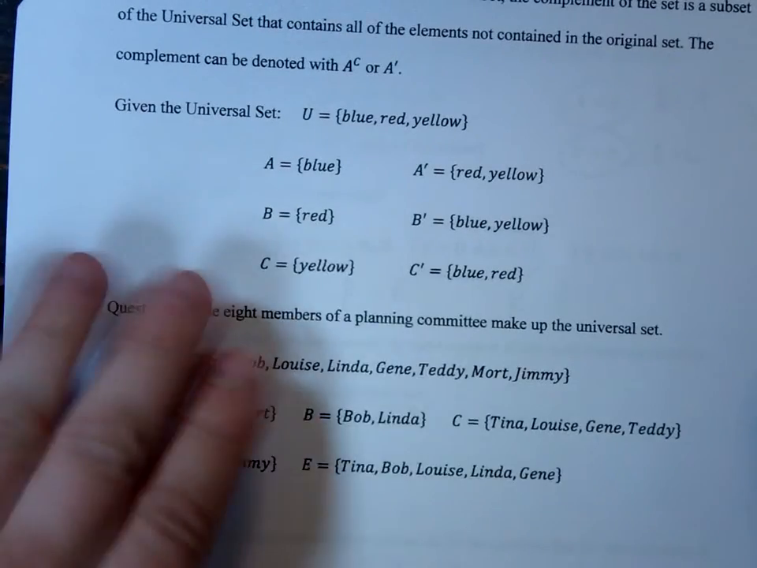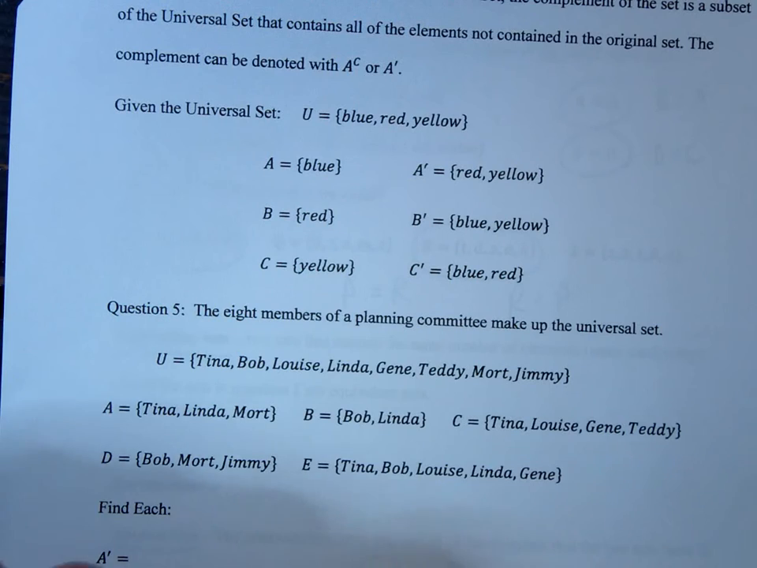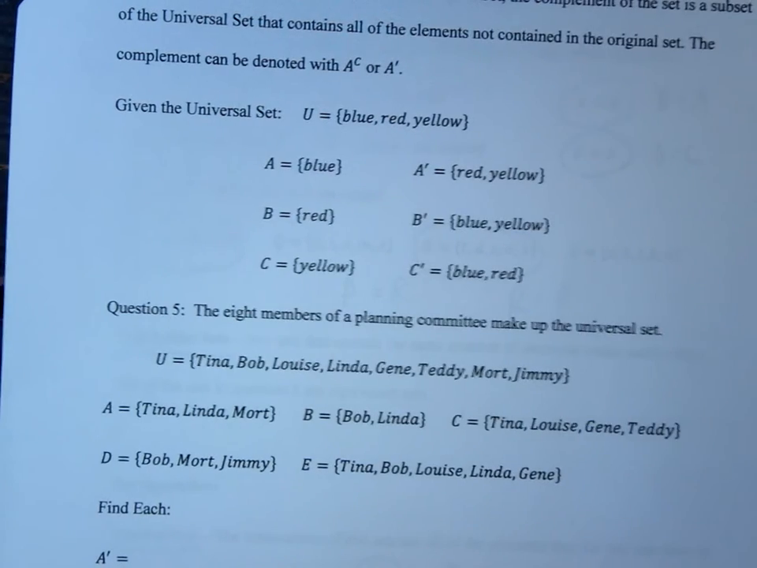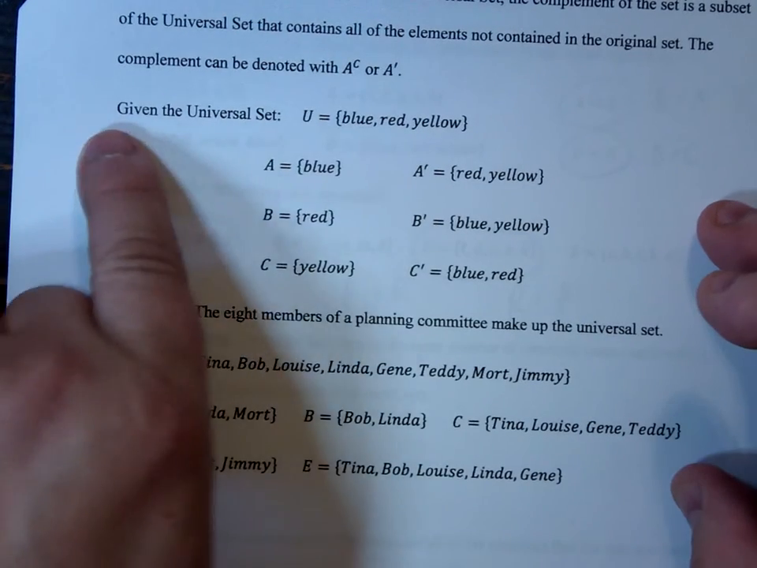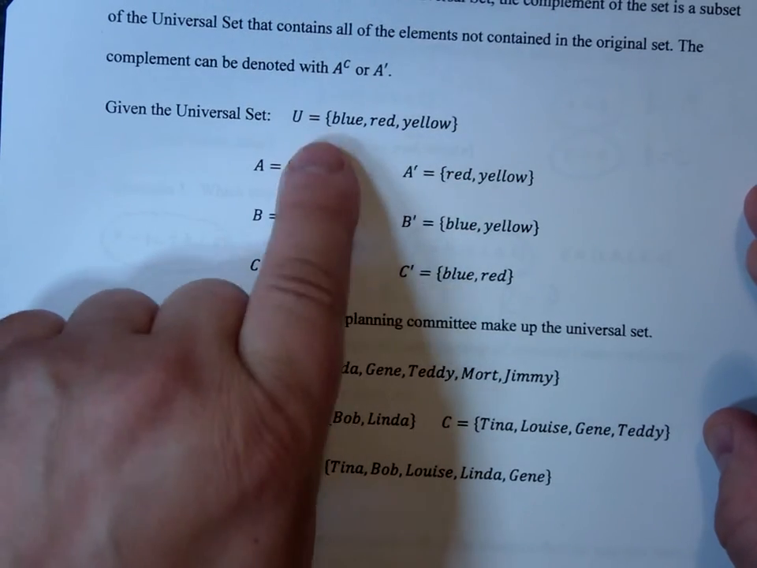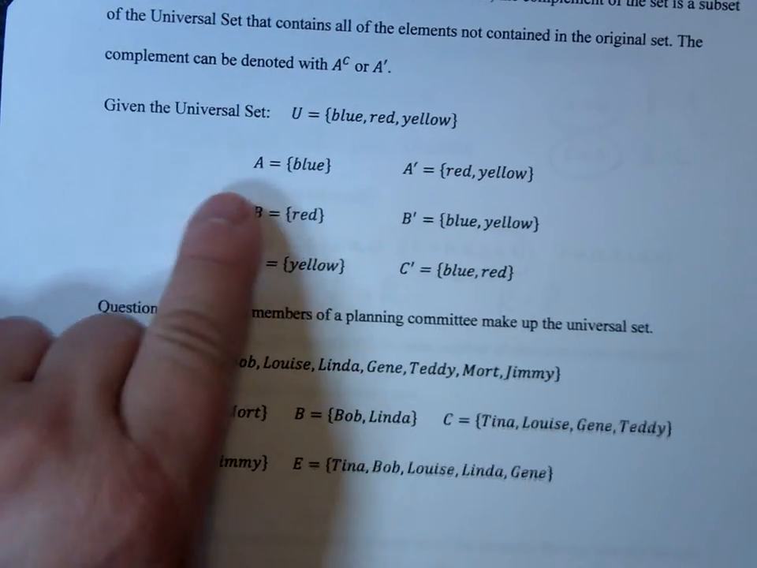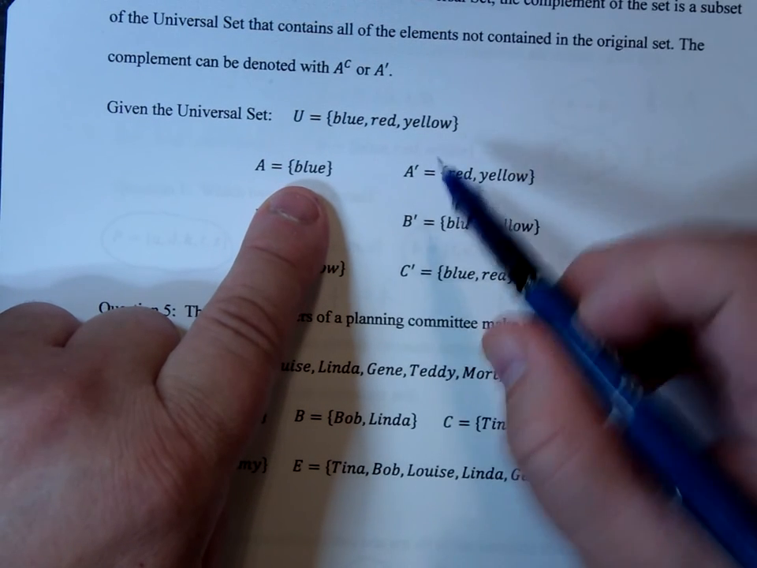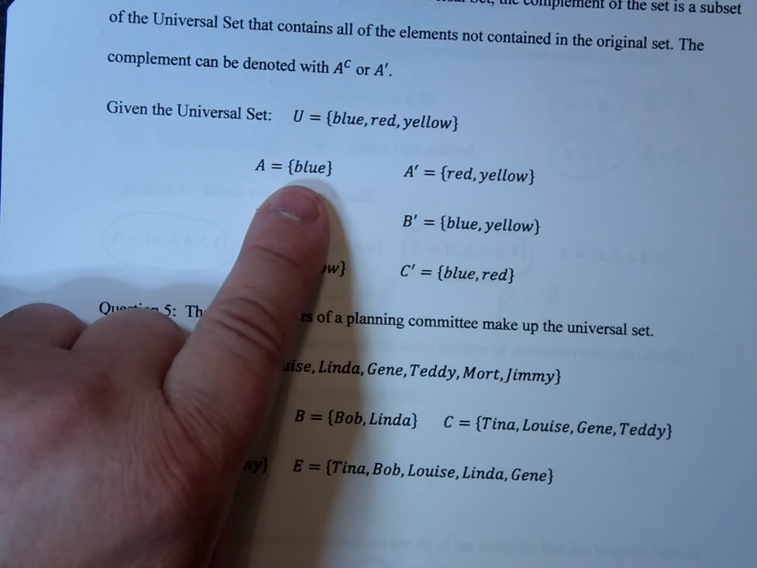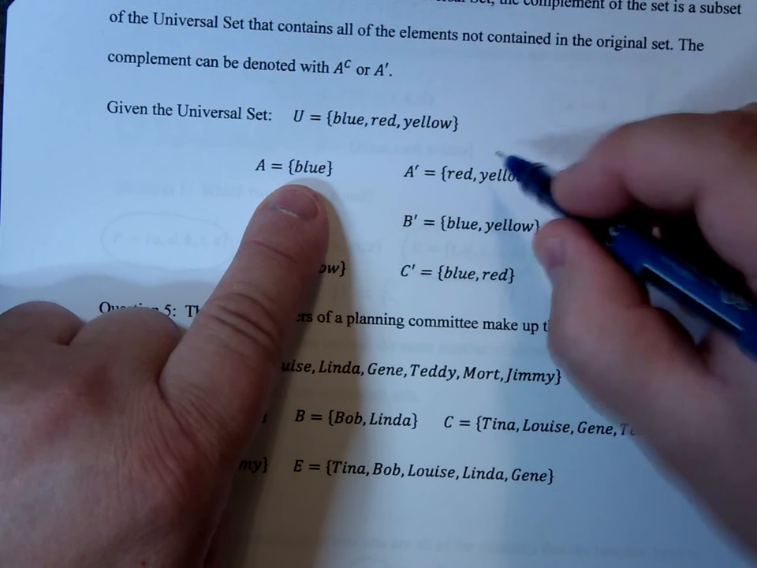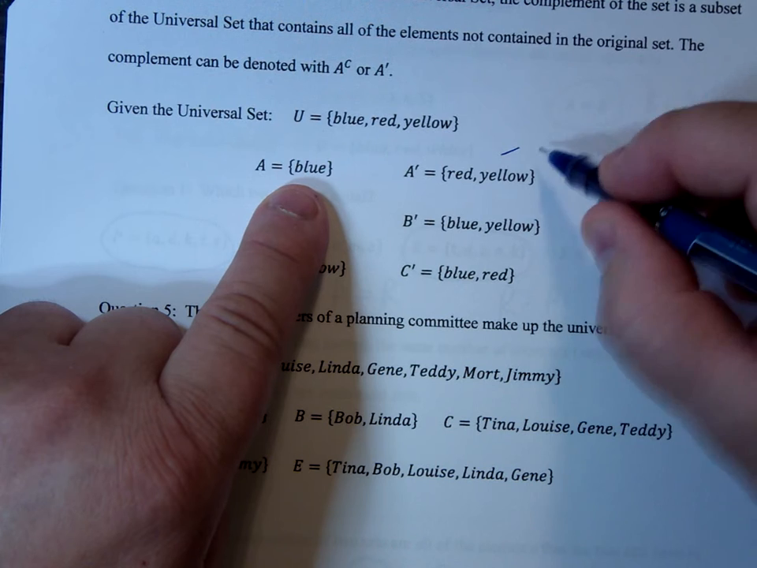So when you talk about complements, you need to know the original universal set, the set that everything is being built off of. So in this case, for our example, we're going to take the three primary colors, blue, red, and yellow. That's our universal set. So if set A is just blue, then A prime, or the complement of A, would be the other two colors, red and yellow.